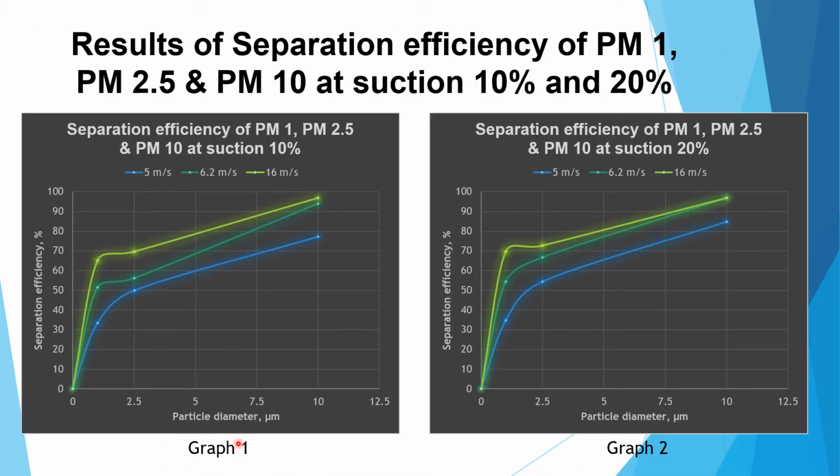Generally, based on graph 1 and graph 2, the PM10 possesses the greatest separation efficiency as compared to PM1 and PM2.5. Moreover, increasing cyclone effective inlet velocity also contributes to greater separation efficiency of particles, as shown in graph 1 and graph 2. Interestingly, by comparing graph 1 and graph 2, the graph with suction 20% illustrated better separation efficiency than the graph with suction 10%.